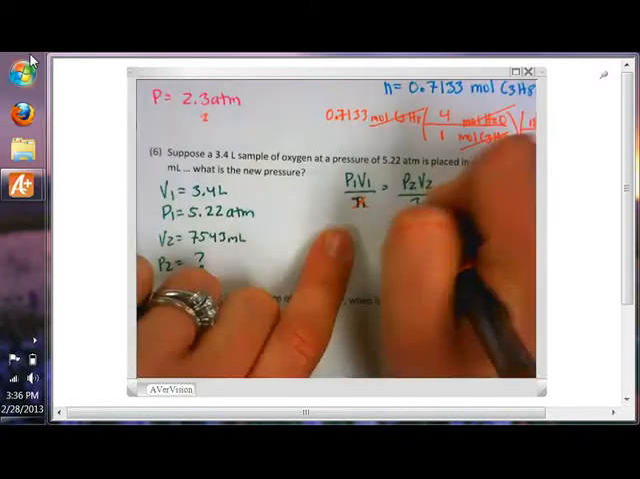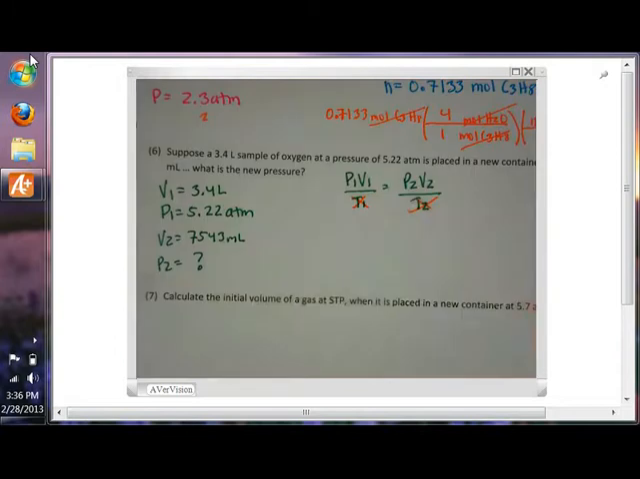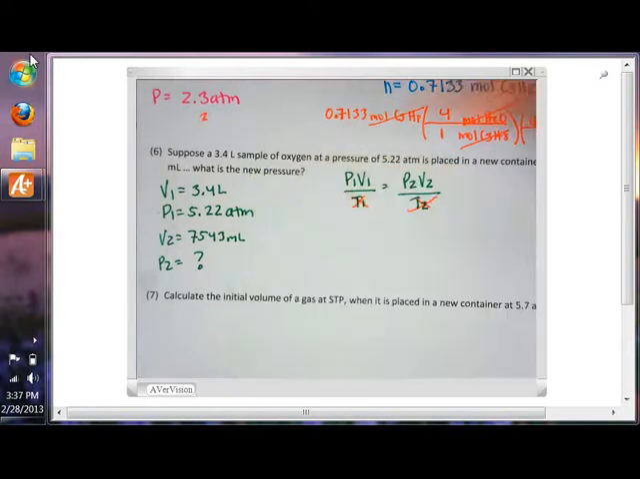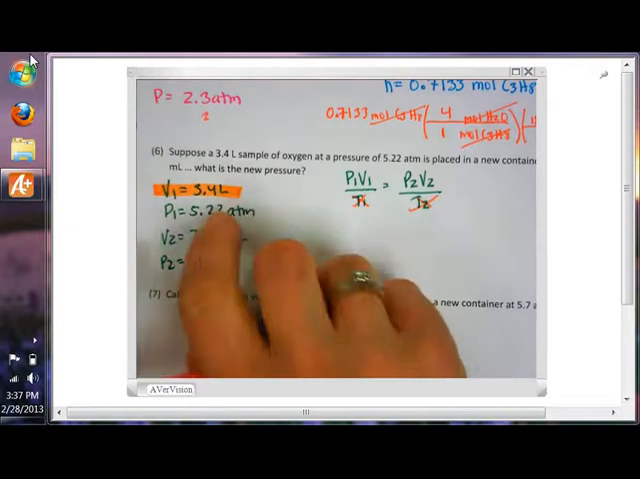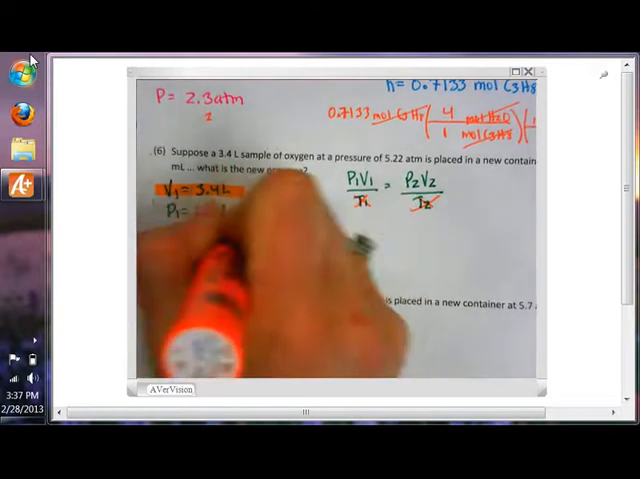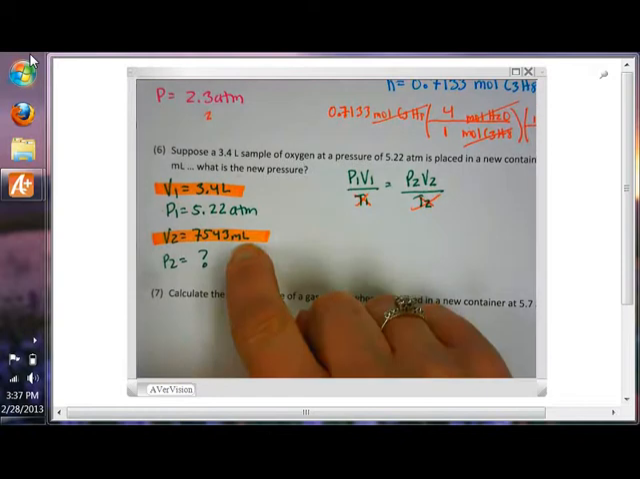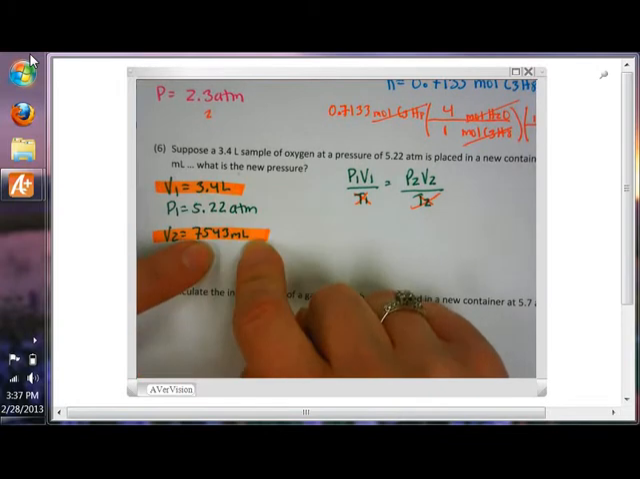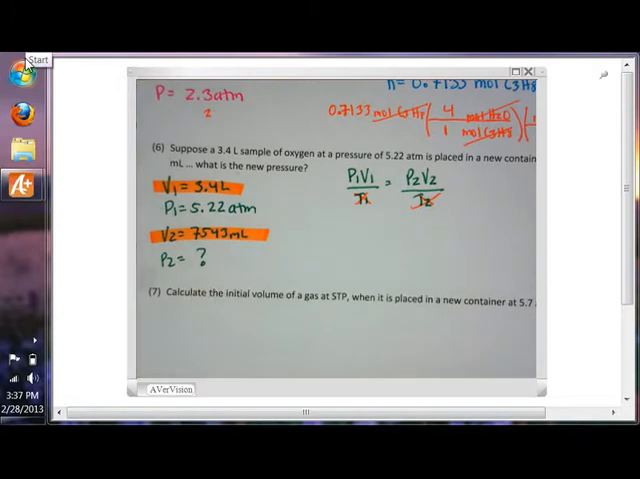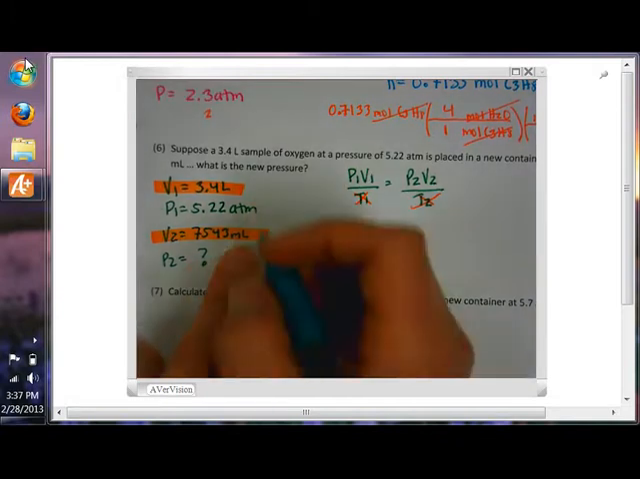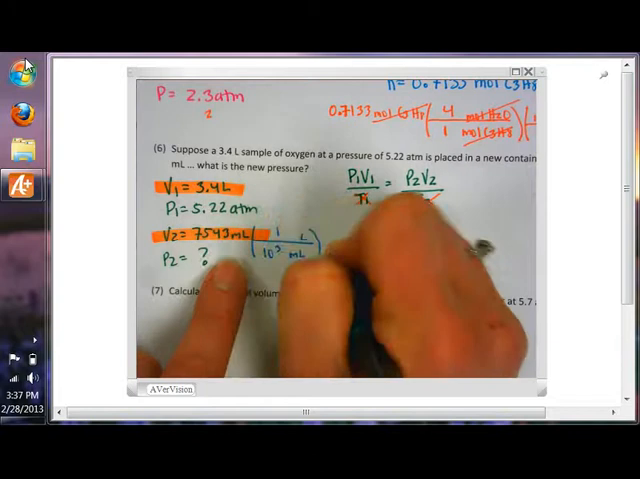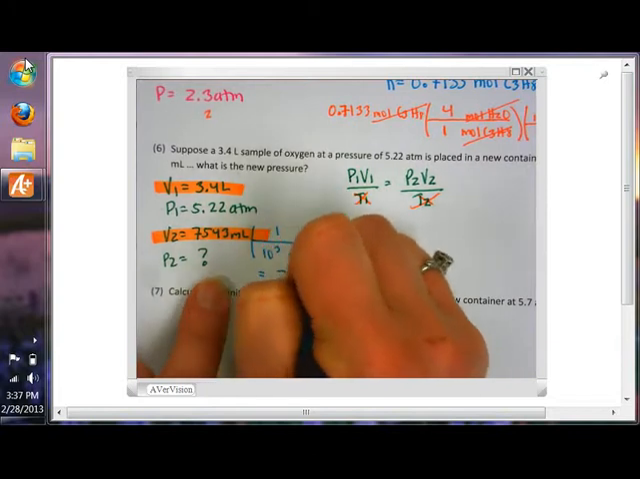Now, before I plug anything into the equation, I need to look at my units. Notice V1 is in liters, whereas V2 is in milliliters. They need to be in the same exact unit. So you can convert liters to milliliters, or you could convert milliliters to liters. So I'm going to go ahead and convert milliliters to liters because that's easier for me. So for every 1 liter, there are 10 to the 3 milliliters, and that gives me 7.543 liters. So now that my units match up, I can plug and chug.